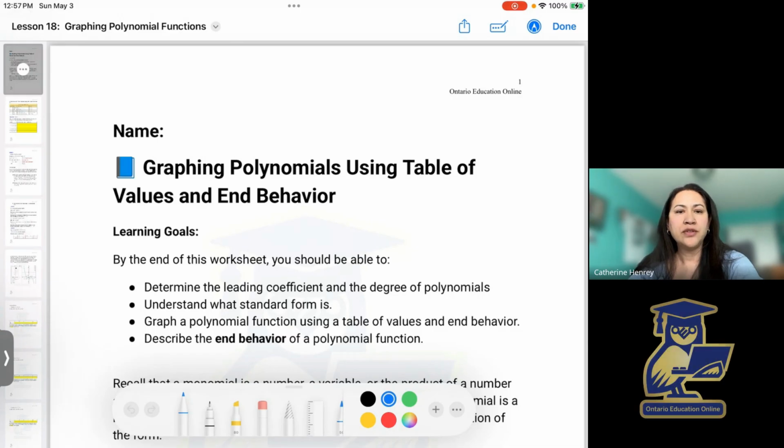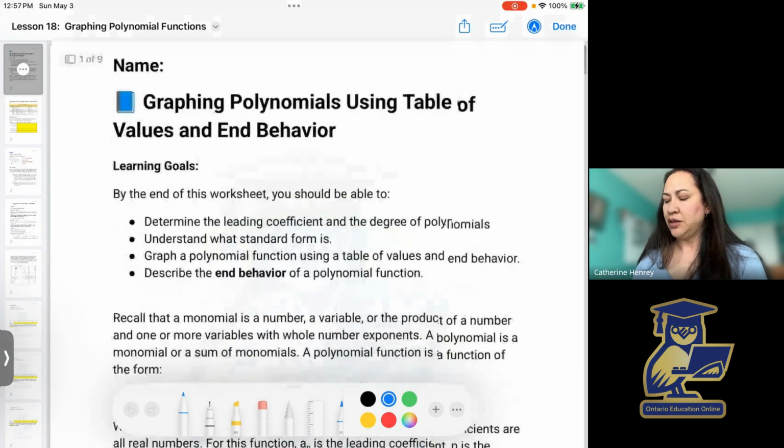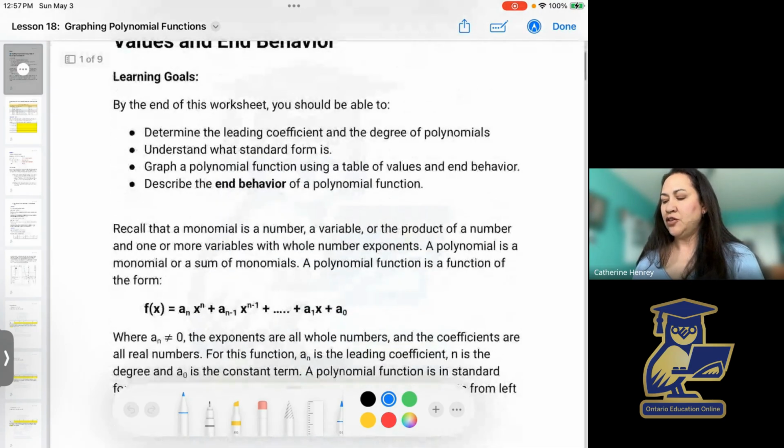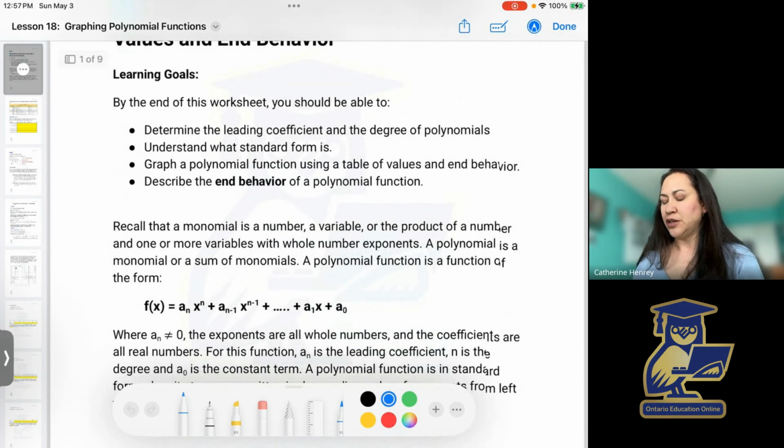Hi everyone, welcome to our lesson on graphing polynomials using a table of values and taking a look at end behavior. By the end of this worksheet and this lesson, you should be able to determine the leading coefficient and the degree of a polynomial, understand what standard form is, and graph a polynomial function using a table of values and end behavior. You should also be able to describe end behavior of any polynomial function.